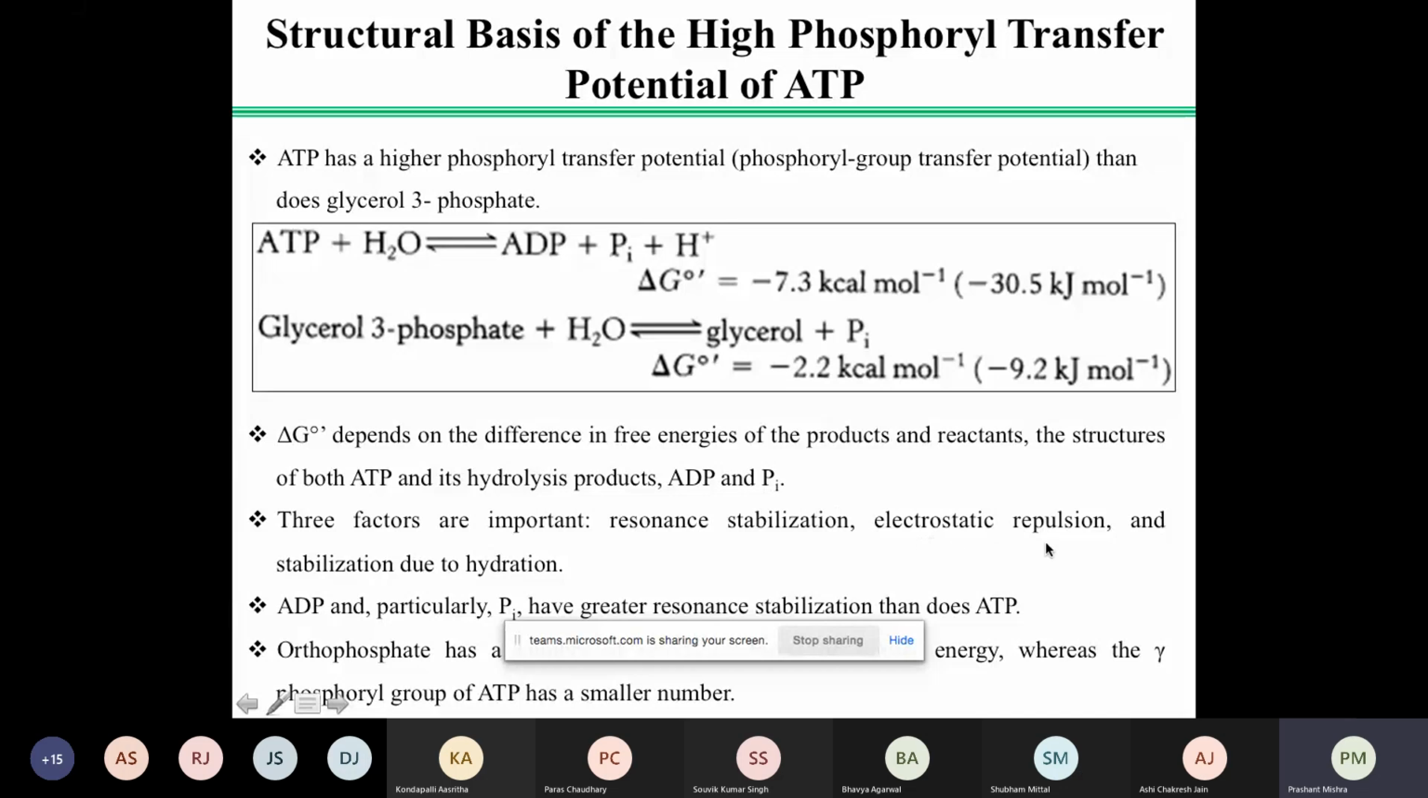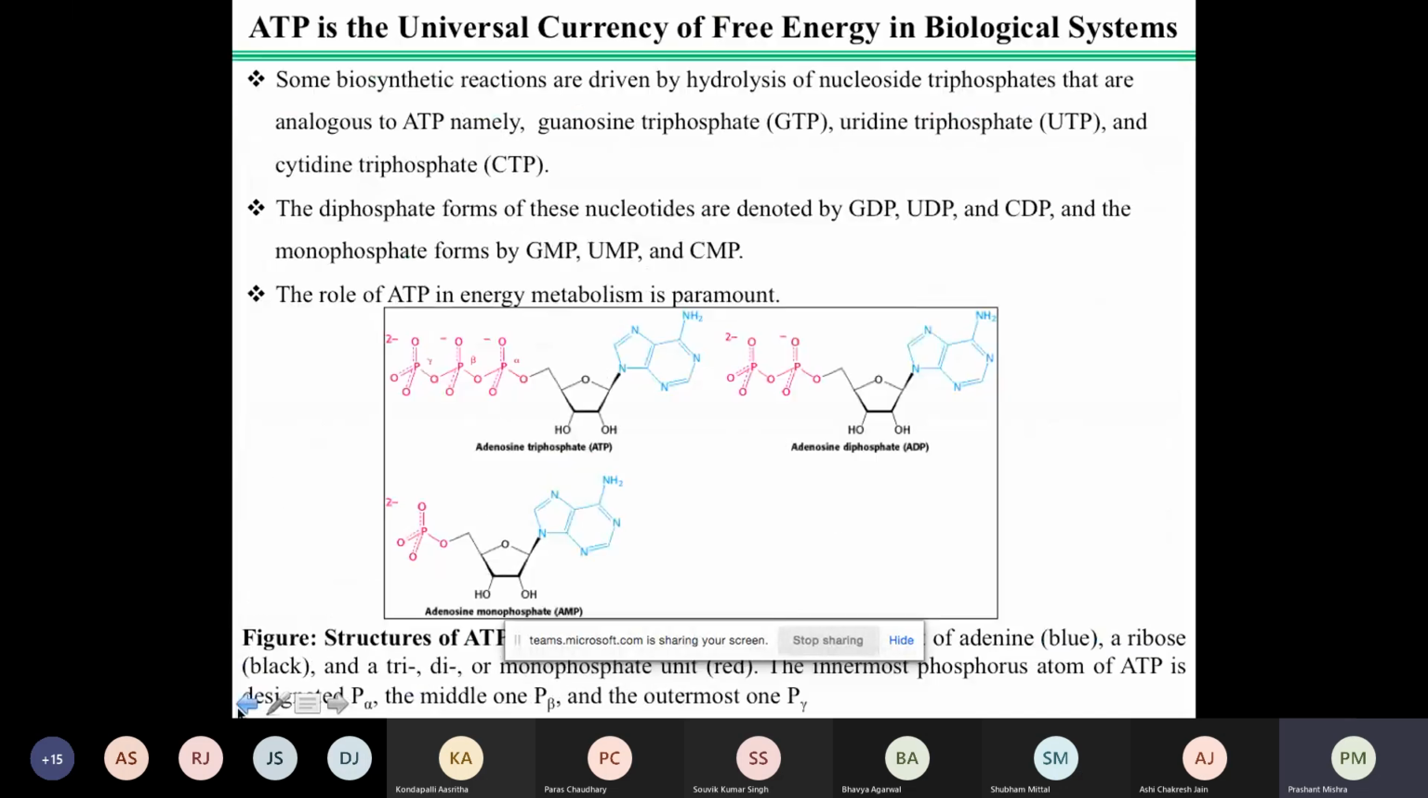Second thing is electrostatic repulsion. If I look at the ATP molecule, as you have seen in the previous slide, this repulsion is much higher than this repulsion, or here you don't have the repulsion. So which one should be more energetically tending to transfer its group? So ATP will be the one which will be trying to transfer its terminal phosphoryl group to another molecule to become ADP.